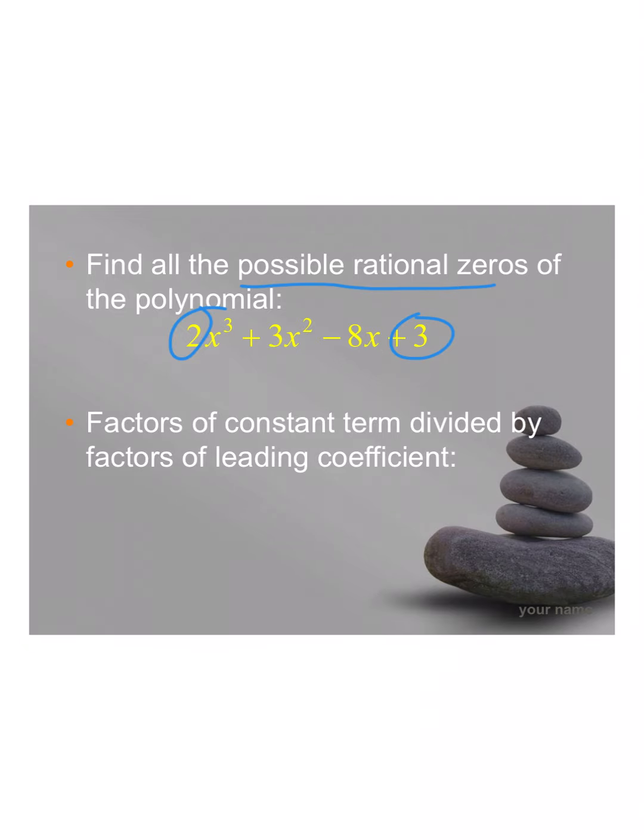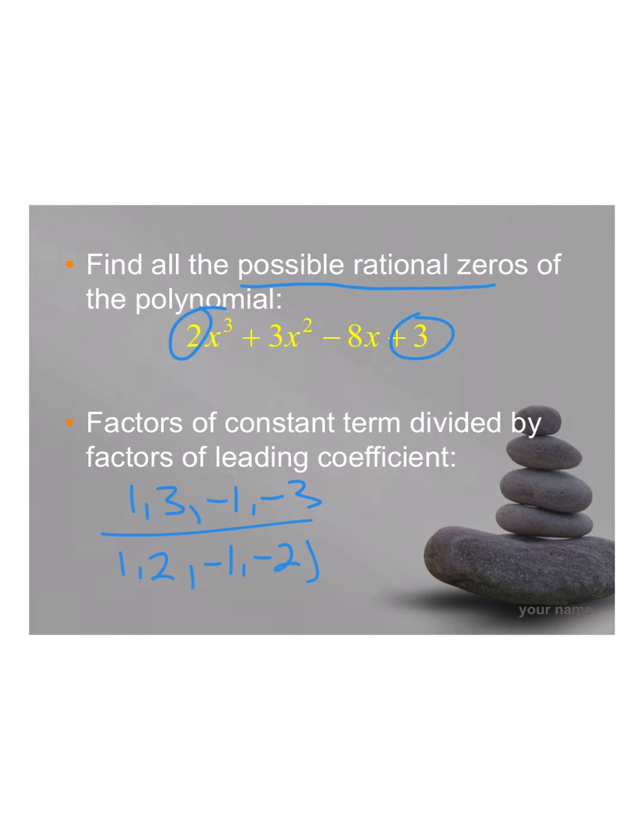And I want to look at what are my factors of 3? Well, I know that 1 times 3 is going to equal 3. I also know that negative 1 times negative 3 is going to equal 3. So those are all my factors of my constant. For my leading coefficient, I have 2, so 1 times 2 is going to be 2. And then negative 1 times negative 2 is going to be 2.